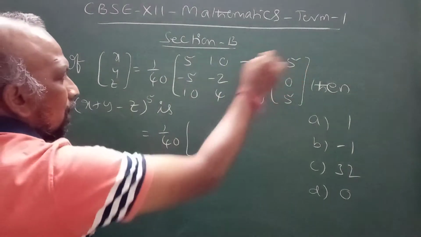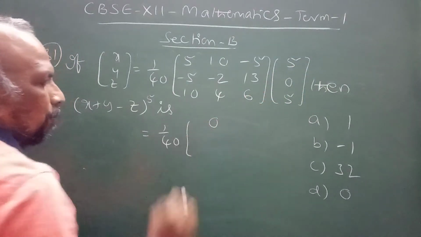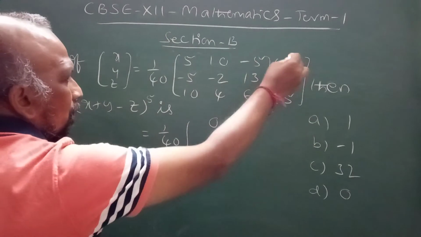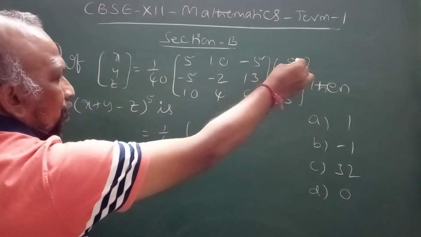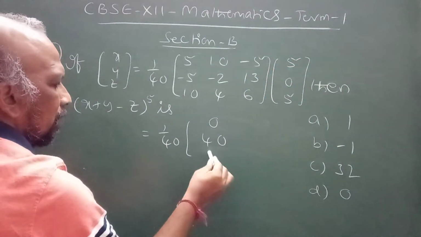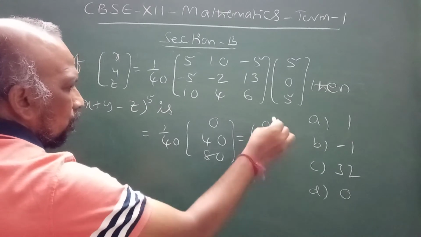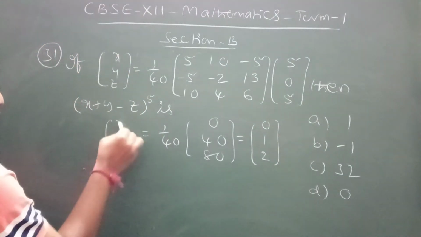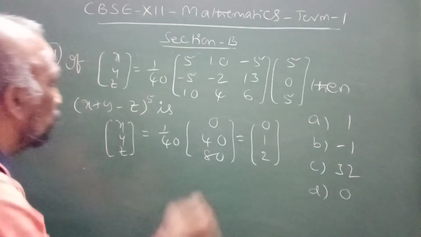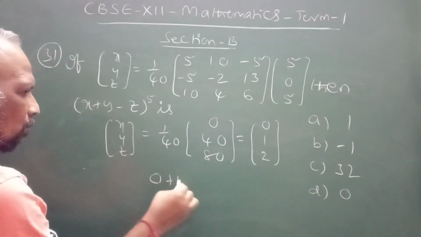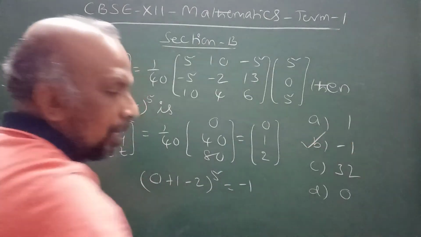You multiply this, it comes 1 by 40. Multiplying this, it comes like 25, 0, -20, which is 0. Next, -25, 0, 60, it comes 40. Then 50 plus 30, 80. So it comes 0, 1, 2. So this side we have XYZ. Compare: x equal to 0, y equal to 1, z equal to 2. Substitute in (0 + 1 - 2) whole power 5. It comes -1. Our answer is option B.